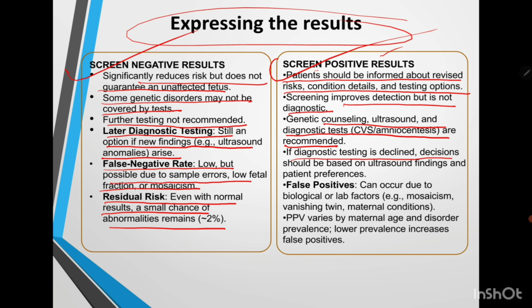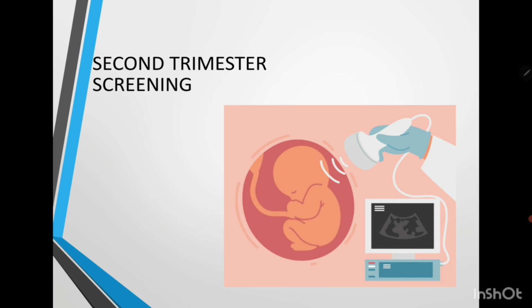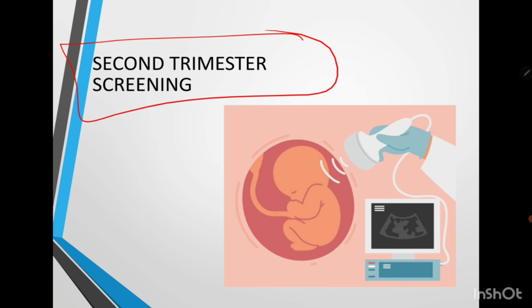If diagnostic testing is declined, the decision should be based on the ultrasound finding. If the patient is not willing to do a diagnostic test, they should go for a targeted fetal anomaly scan. False positives can occur due to biological and lab factors, mosaicism, vanishing twin, maternal conditions. Positive predictive value varies by maternal age and disorder prevalence; lower prevalence increases the false positive rate. This is all about the first trimester screening.